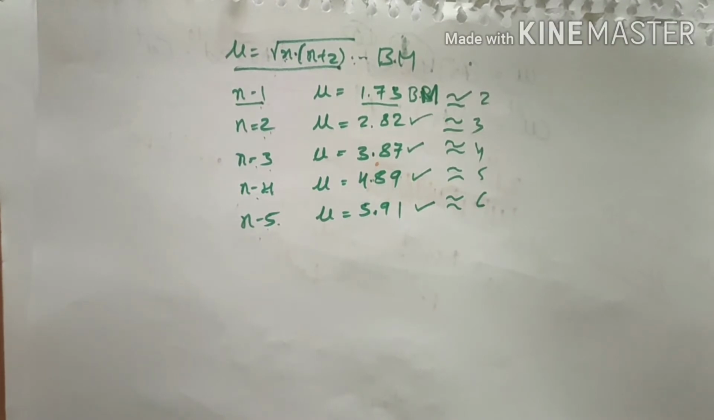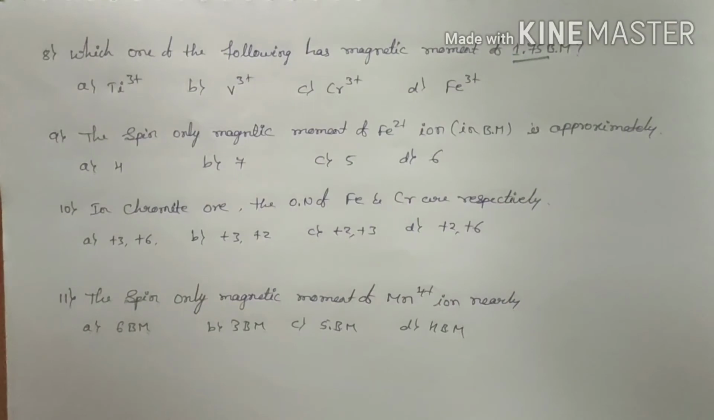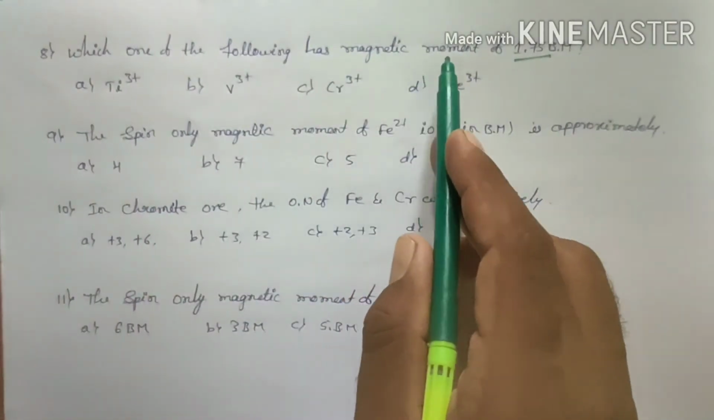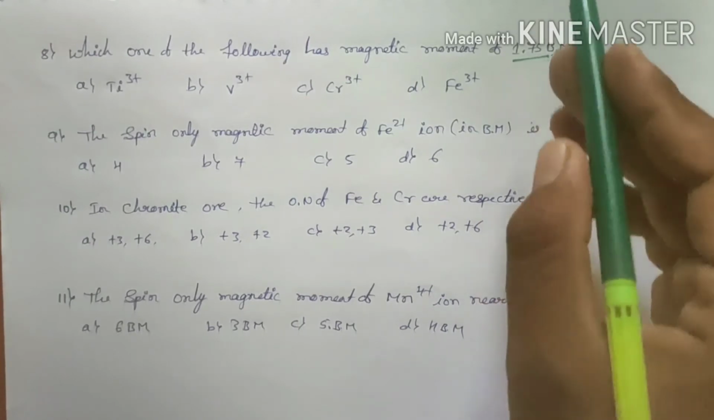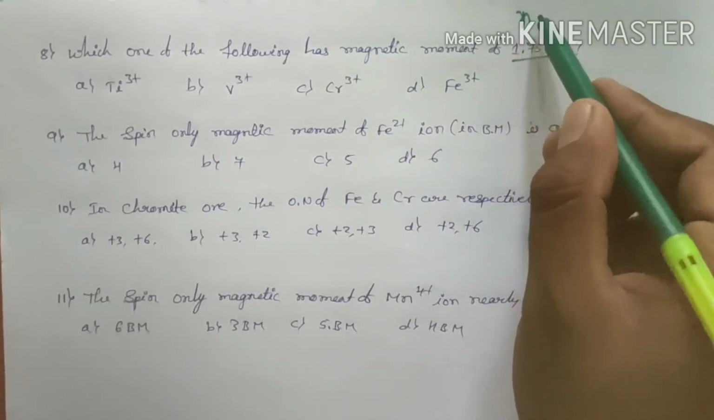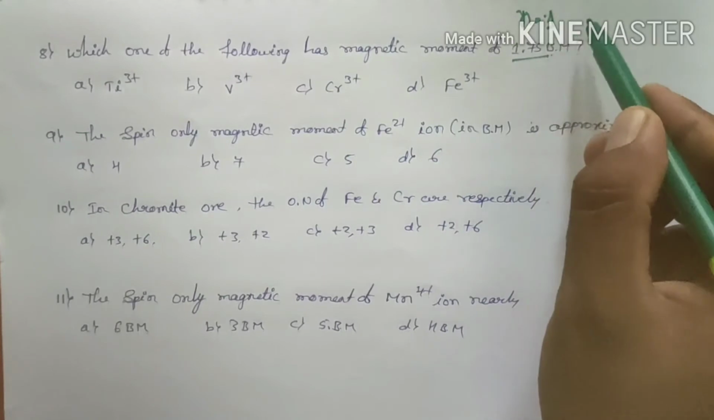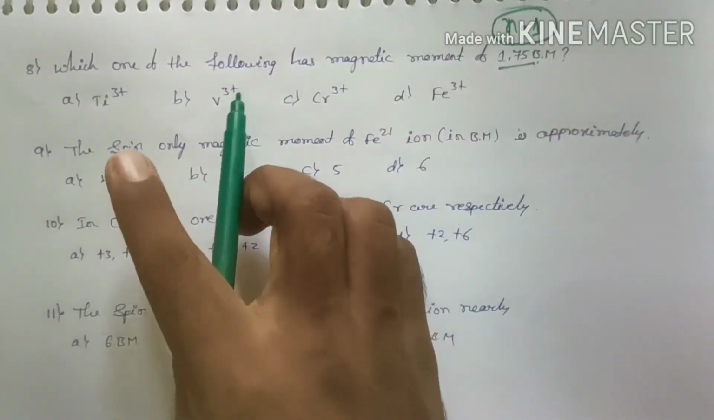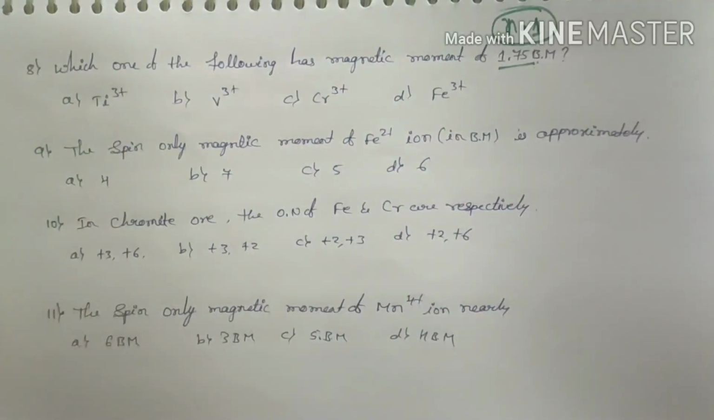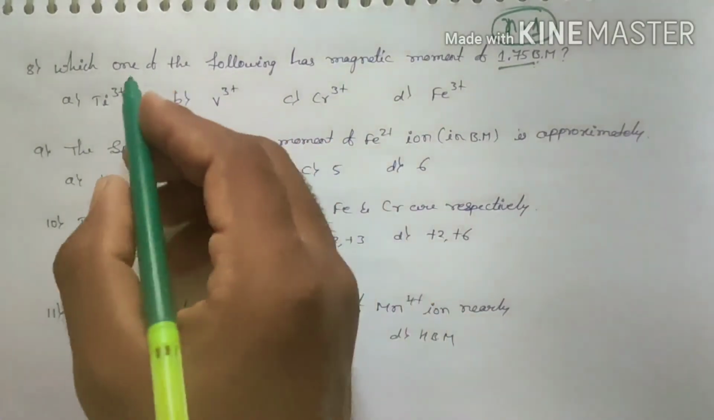Why am I telling this one? They are asking questions like this. Which one of the following has the magnetic moment 1.73? 1.73 Bohr magneton means number of unpaired electrons n is equal to 1. So we have to search in which element there is 1 unpaired electron. Now, titanium 3+.